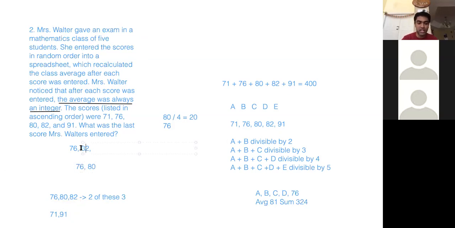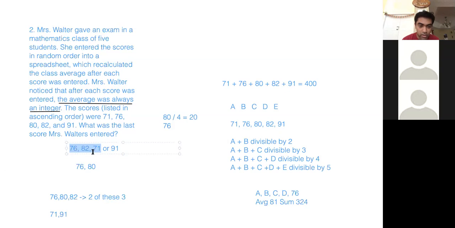Let's start with 76, 82. Let's say these are the first two numbers. What could the third one be now? It could be either 71 or 91. Okay, why is that? Basically we want to first make sure that this sum is going to be a multiple of 3, right? So 76 plus 82 is 158. So this is 2 more than a multiple of 3.